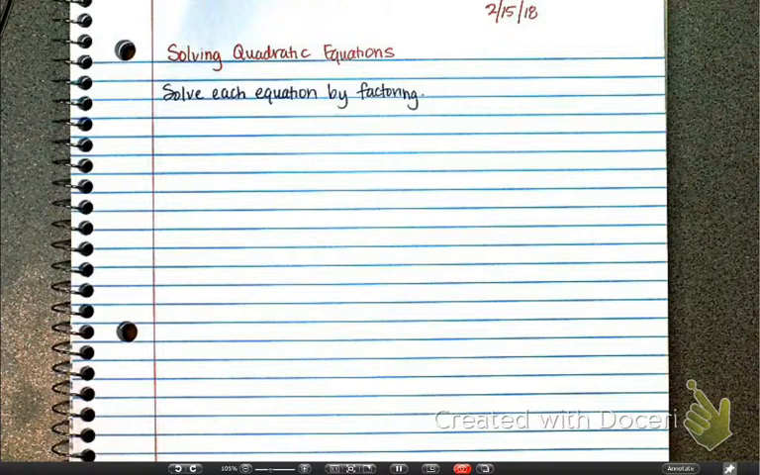An equation has an equal sign. So anytime you see an equal sign, you are finding a solution. And you do not get to just add an equal sign just to add it. Okay, so if it doesn't have it, you're not solving. You're not finding a solution.